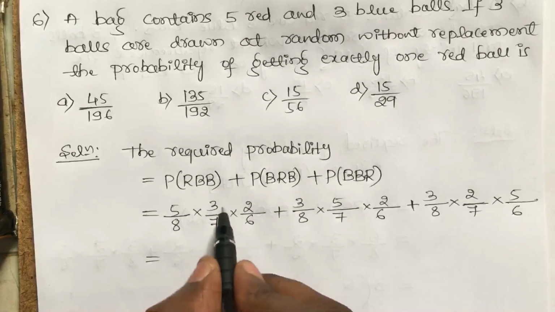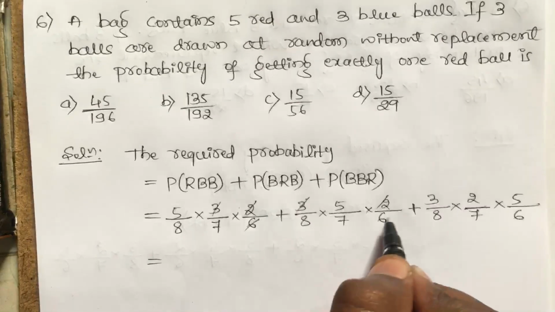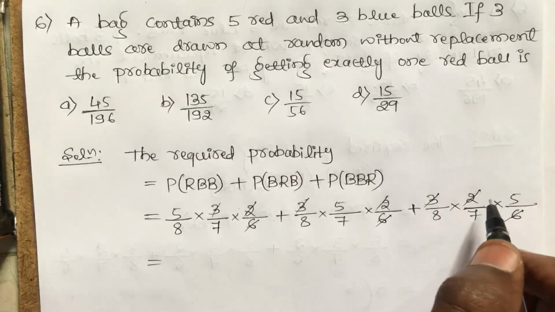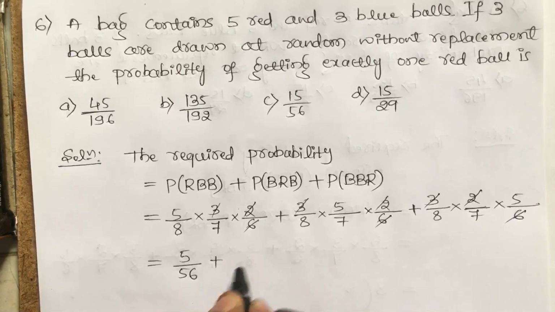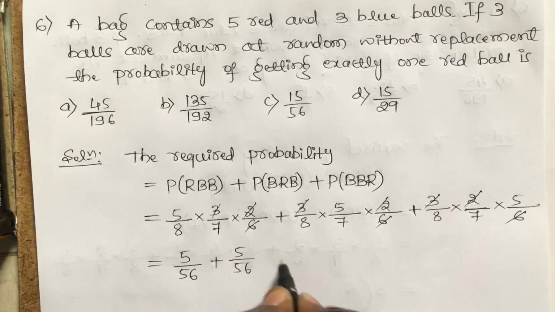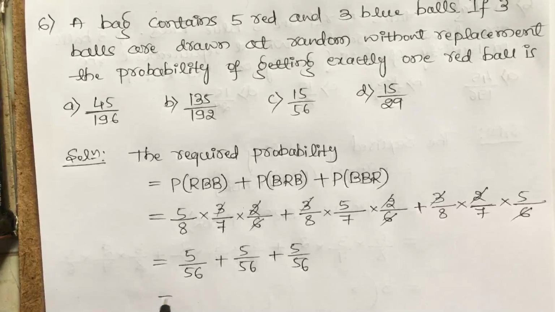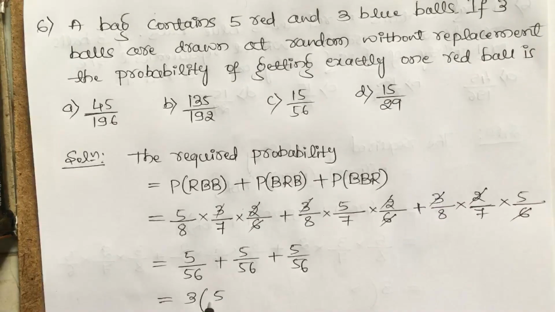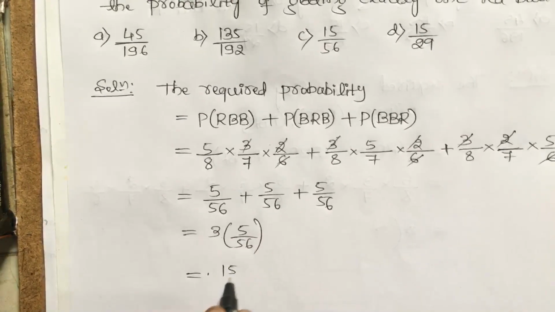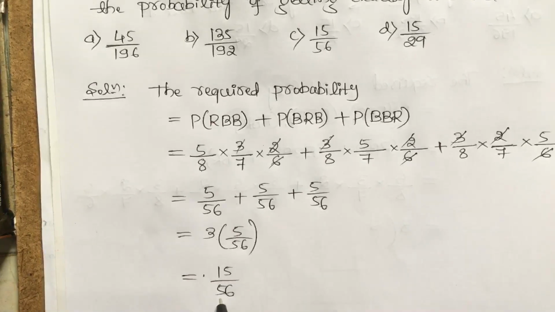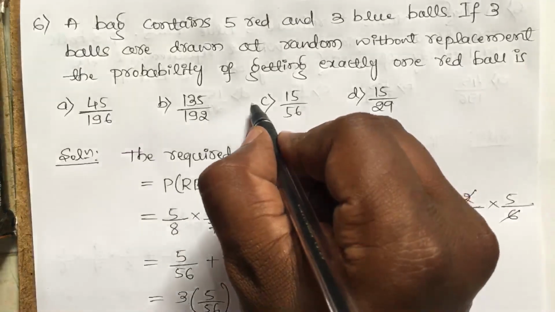So let us simplify this. 3 into 2 it is 6, this 6 and 6 get cancelled in all the cases. So now 5 divided by how much do we get? 56, plus again 5 by 56, plus again 5 divided by 56. So this can be written as 3 times 5 by 56, and then 5 into 3 it is 15 divided by 56. So this is the required probability of getting exactly one red ball. So which is the right answer now? It is option C.